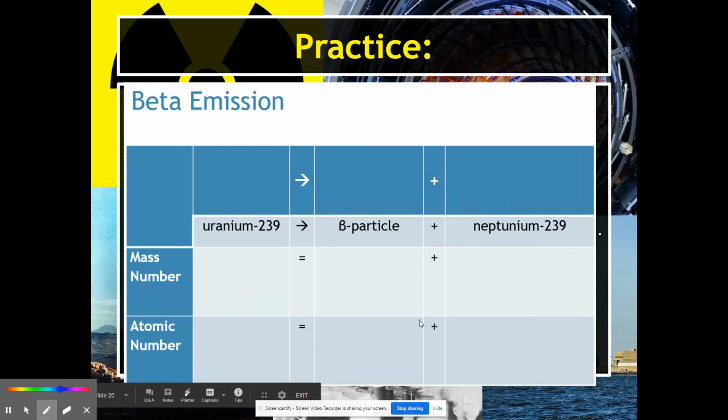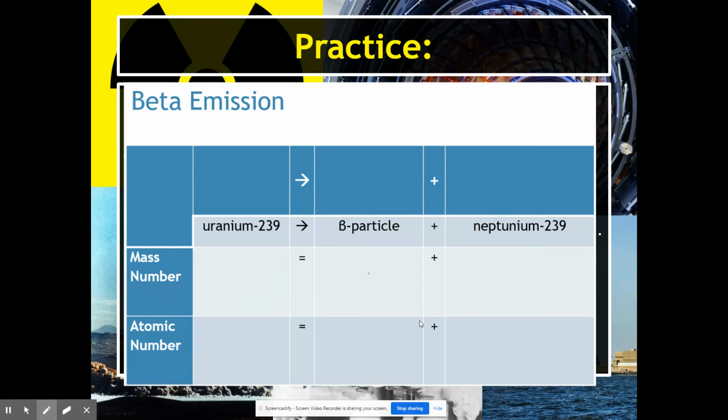During beta emission, we're giving off a beta particle. Okay, so we're going to start with uranium-239. Mass number is 239, atomic number 92. Go ahead and write the nuclear symbol up here.